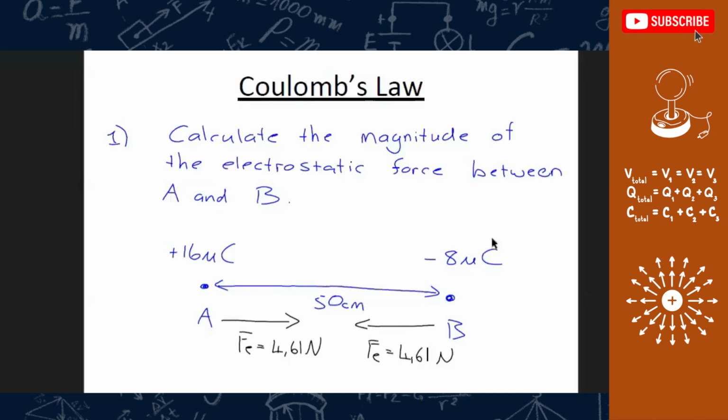And we understand that unlike charges are going to attract each other. So here we're going to have a force of attraction. As you can see, A is attracted to B with a force of 4.61 newtons, and B is attracted to A with a force of equal magnitude. So they are equal, but just in opposite directions.